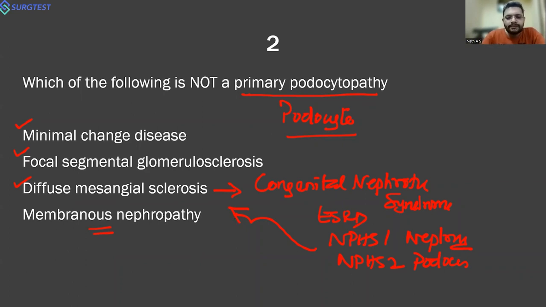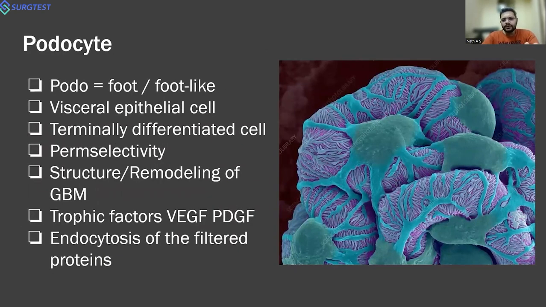We'll discuss membranous nephropathy in the coming slides. So podocyte, I just want to tell you a couple of things about podocyte. Podo basically means foot or foot-like. So that's the essential thing about podocyte, isn't it? So you have a huge cell. There are three types of cells in the glomerular tuft. One is a mesangial cell, the other is an endothelial cell, and then you have your podocyte.